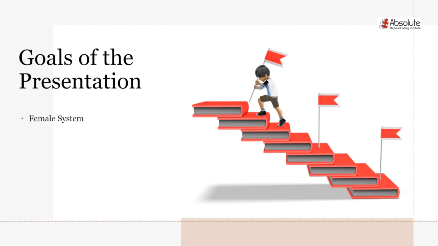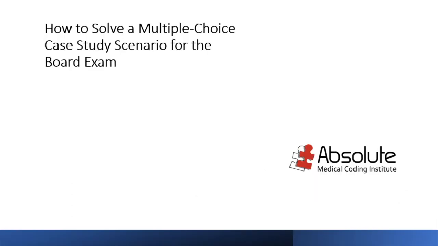Now that we're all acquainted, let's go ahead and talk about the goals of the presentation. We only have one female system. We will review scenarios from the female genital system. Now let's talk about how to solve a multiple choice case study scenario the AMCI way for the board exam. This is how we do it.